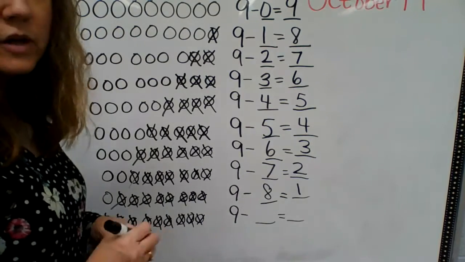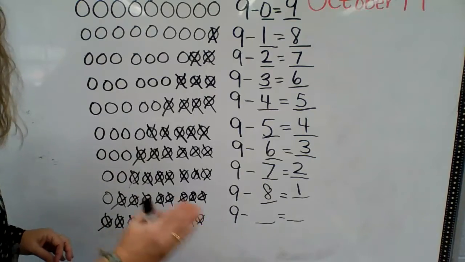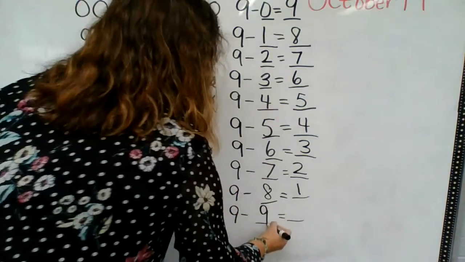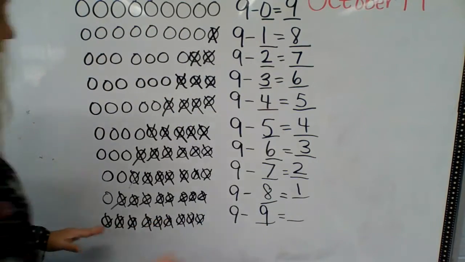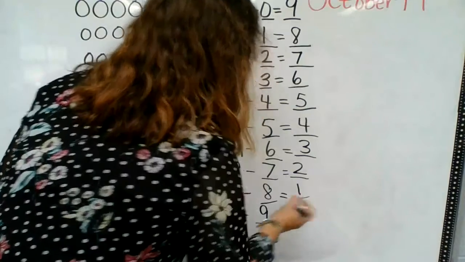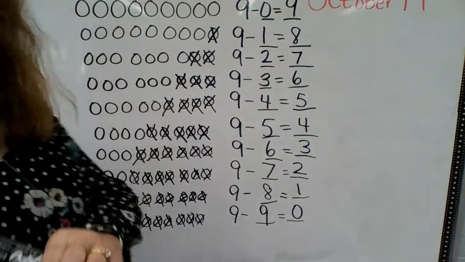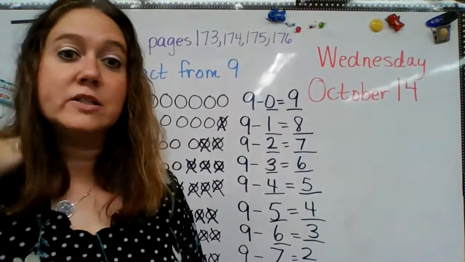Okay, when we crossed off all of them, that meant, because we started off with 9, the whole thing was 9. We also crossed off the whole thing. 9. How many are left? 0. Remember we talked about that before. When you subtract the whole thing, then you have 0 left.